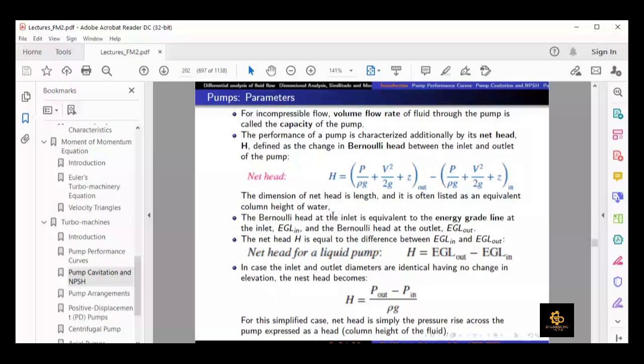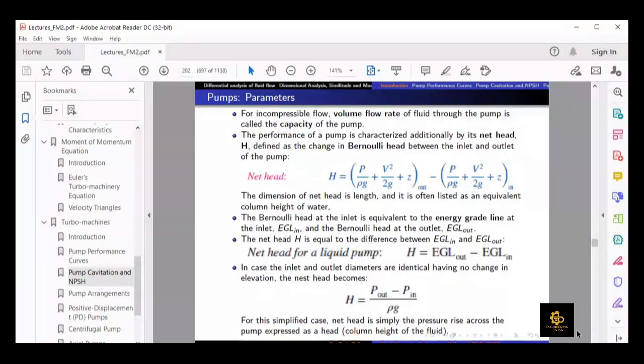That is also equal to energy grade line at the outlet minus energy grade line at the inlet. And if the changes in velocity and elevation are negligible, then the above equation can be written as P out minus P in divided by rho g. It means that we are taking V out equal to V in and z out equal to z in, which is not always the case, but for simplicity we are writing it that way. Then the net head which is being imparted on the fluid would be equal to the static outlet pressure at the outlet of the pump minus static inlet pressure at the inlet of the pump, divided by rho g.